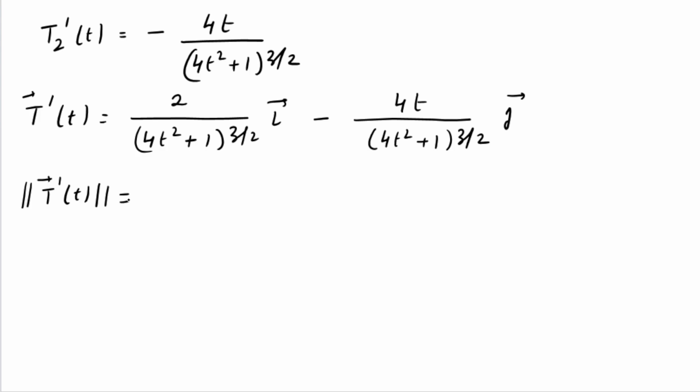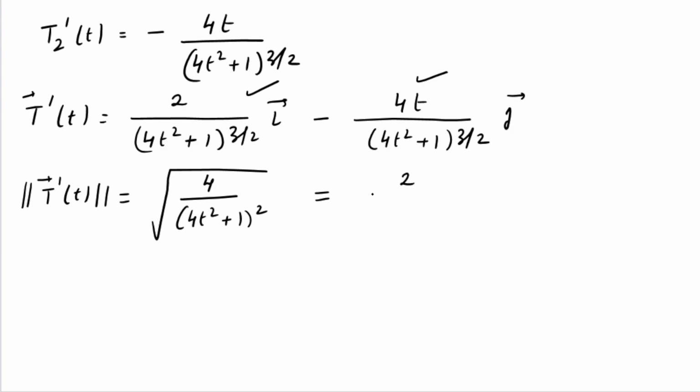Now let us calculate the norm of T prime vector. The norm of T prime vector gives you the square root of 4 divided by 4t square plus 1 squared. That is, you square this term, you square this term, and then add and take the square root. So you will get 2 divided by 4t square plus 1.